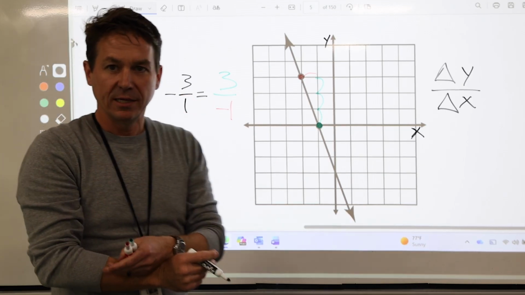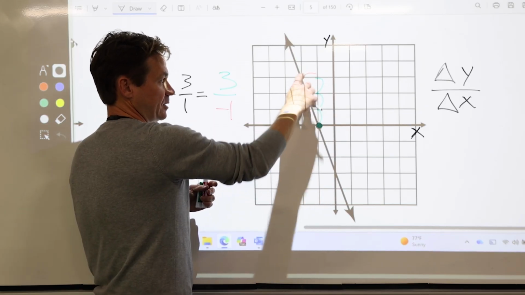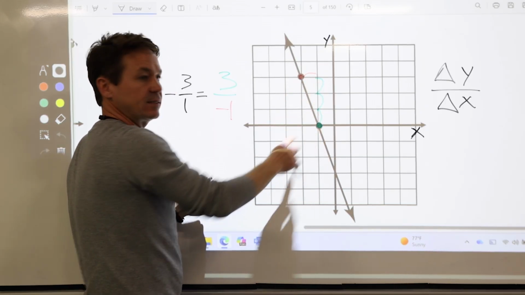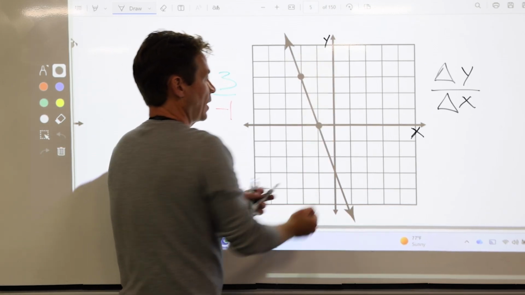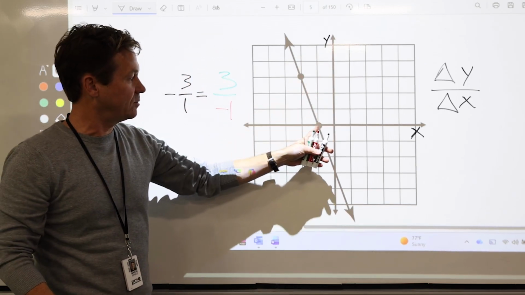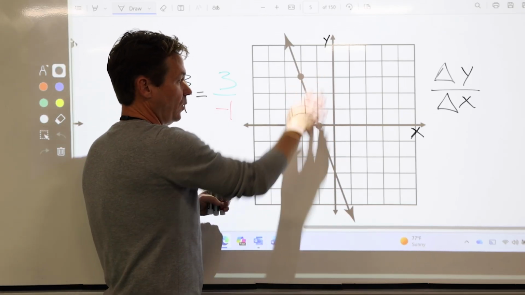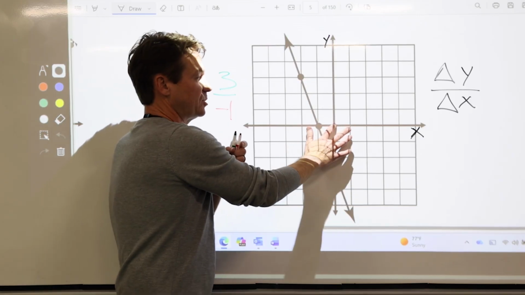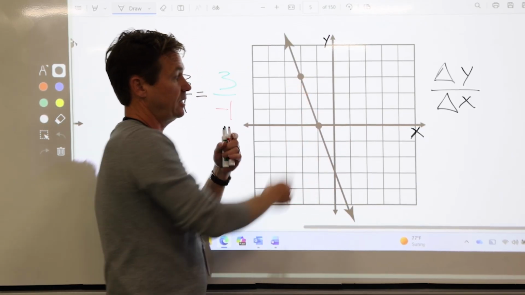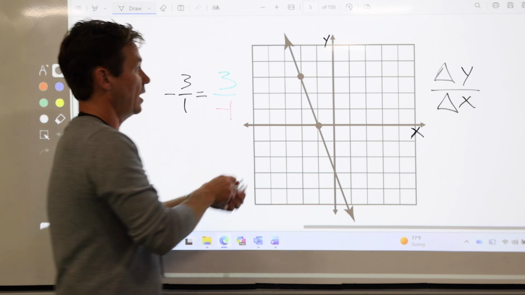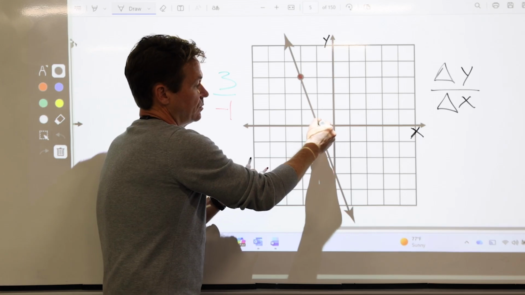Now I said before, does it matter if we go from this point to this point or from this point to this point? Let's take a look. I'm going to start up here at this point and go down to this point. One way or the other, I am going from point to point. I am not counting my slope starting from the origin. I'm going from one point on the line to the other point on the line. All right, let's start up here. This one was red before. This one down here was green.